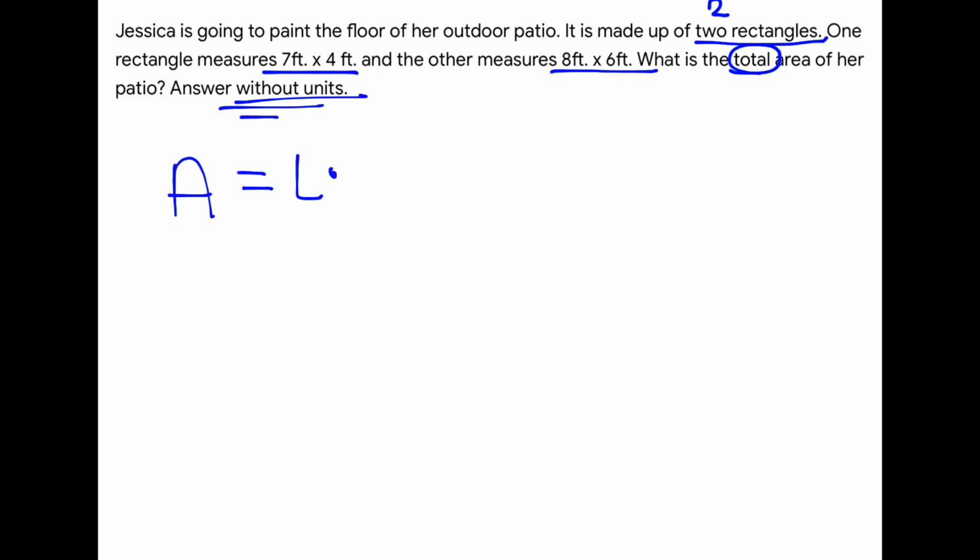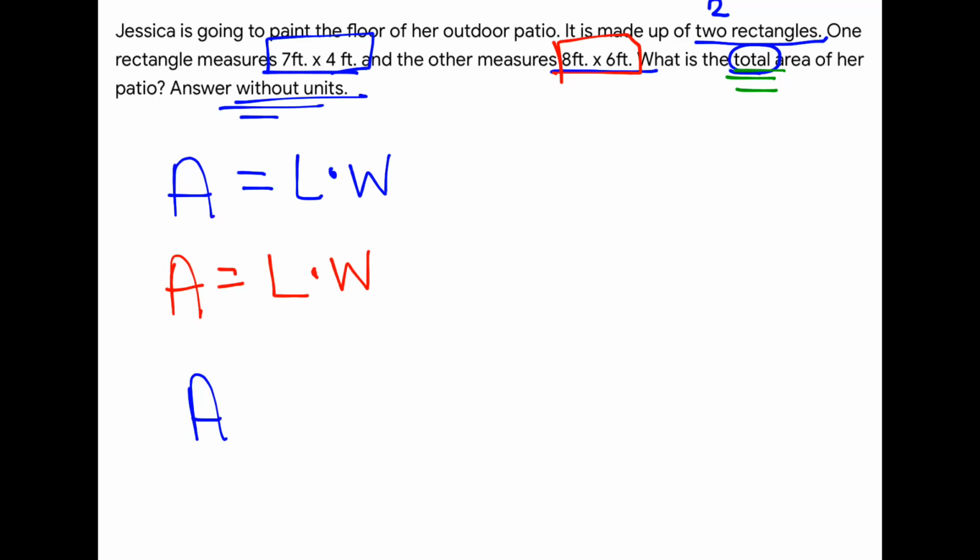So you need to find the area of shape 1. We have length times width. And here is 1. Then you need to find the area of rectangle 2, which equals length times width. And finally, you're finding the total. So you are taking this area and adding it with this area to get your total area.